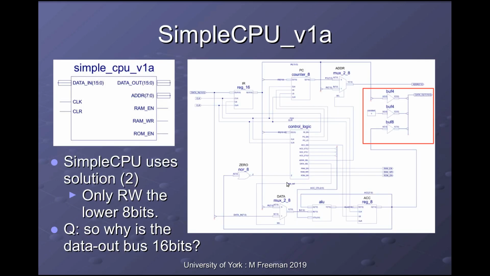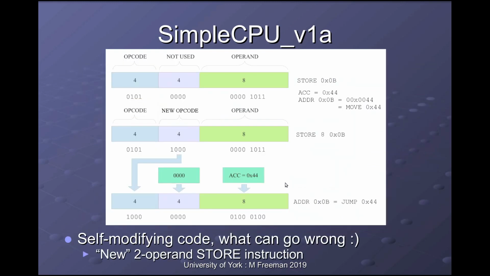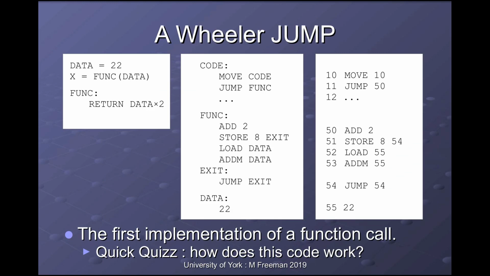byte addressable memory, endianness, big endian, little endian, and the impact that has on our addresses that we use within our programs. Finally, just to check that you were happy with all these ideas and concepts, we introduced the idea of self-modifying code and a Wheeler jump. So this is the final test to see if you understand assembly language programs. Can you understand what's happening within this program?